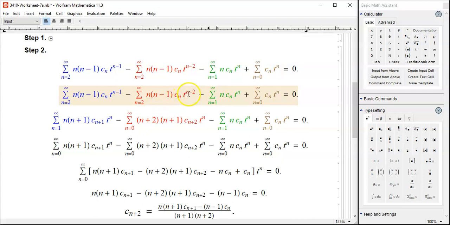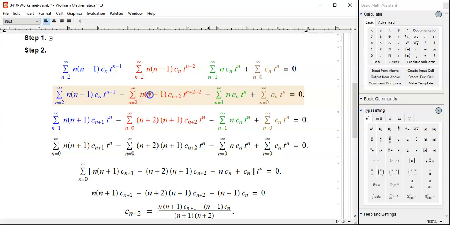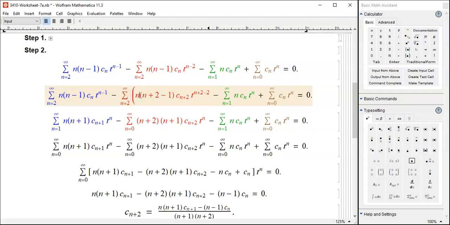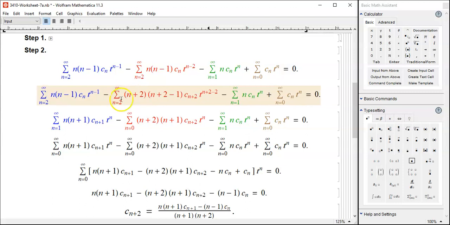How about this one here? Well, let's work it out. I need the nth power here, but I have the n minus second power. So what do we do? Replace this n by n plus 2. We do the same thing here. All n becomes n plus 2. And this becomes n plus 2 as well. And that too.